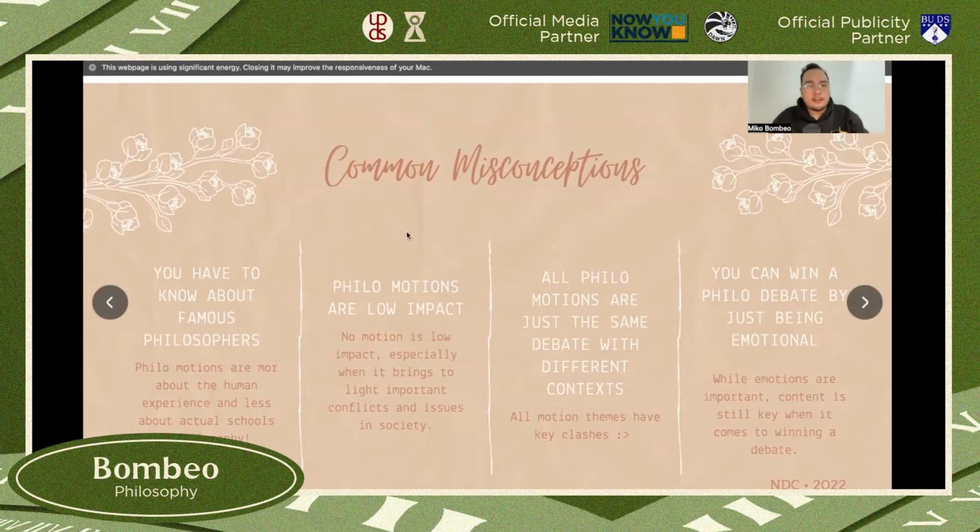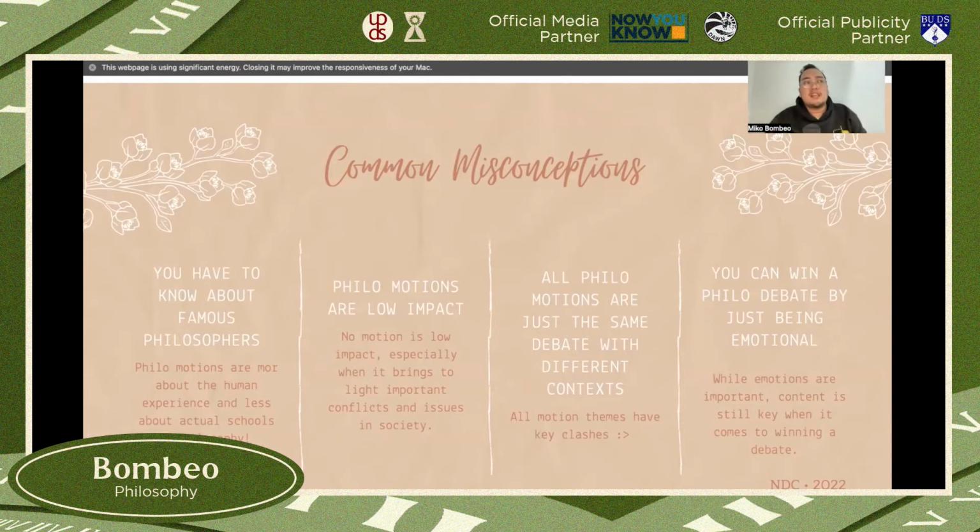Yeah, so the third misconception is that all feel emotions are generally just the same debate with different contexts. This is true to a certain extent, but it also follows for other motion themes as well. So I think that all motion themes have generally similar key clashes. The more that you move forward within the debate and the more experience that you gather, the more that you realize that motions and debates are just repetitions of crucial clashes or key clashes that a lot of people get to discover and figure out as they go along within their debate career. And feel emotions are no different.